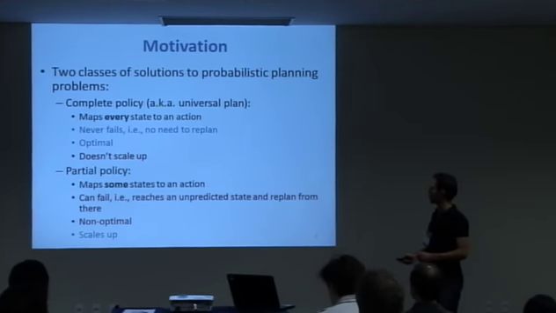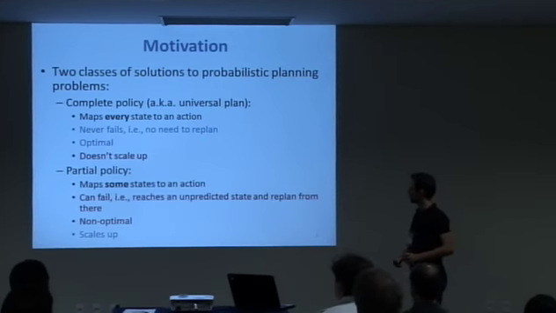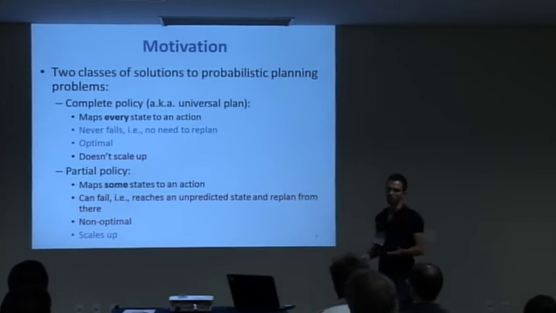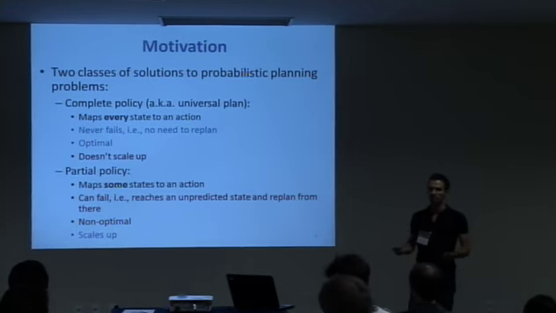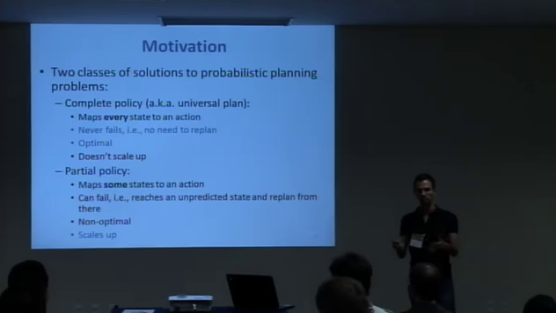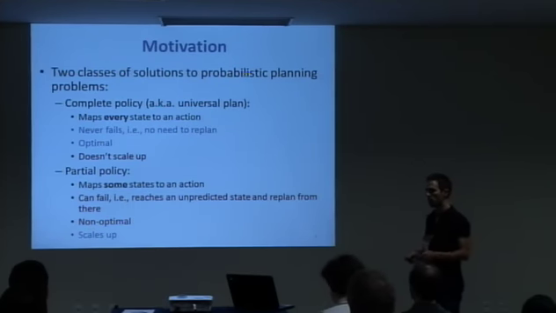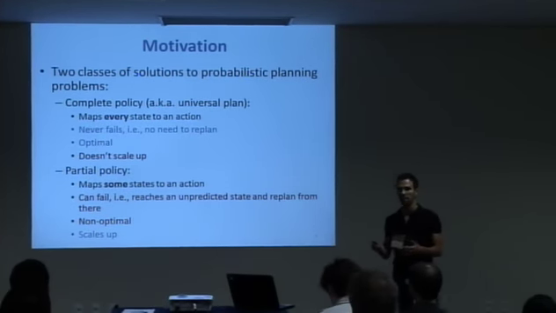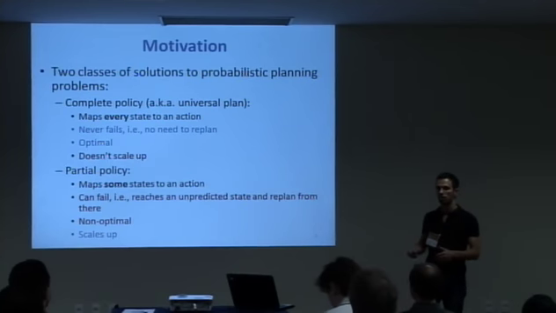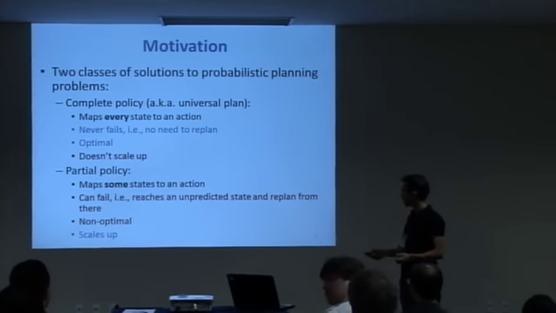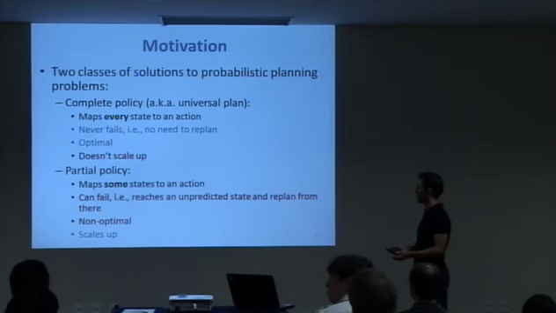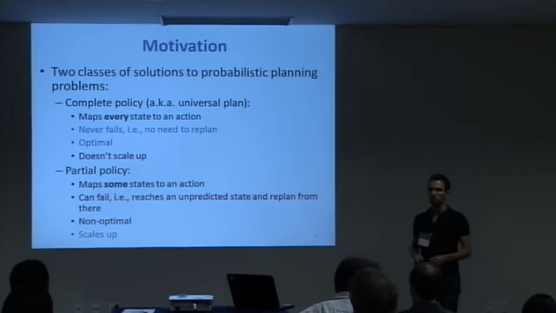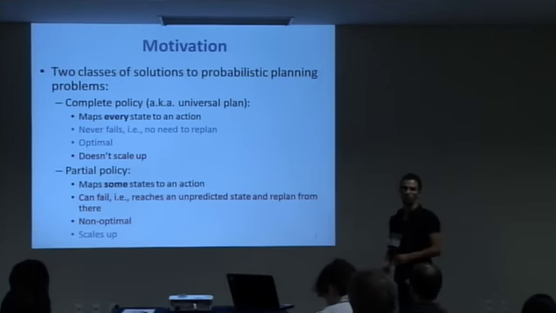The other class of solution are the partial policies that map some states to actions. The bad part is they can fail. If you give this partial policy to a robot, the robot might reach a state that is unpredicted, and we might need to replan, might need to call the planner again. The other thing is partial policies are non-optimal, but the nice thing is that they scale up really well. It's computationally efficient to find one.